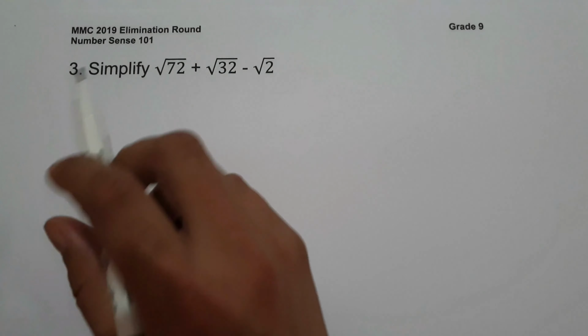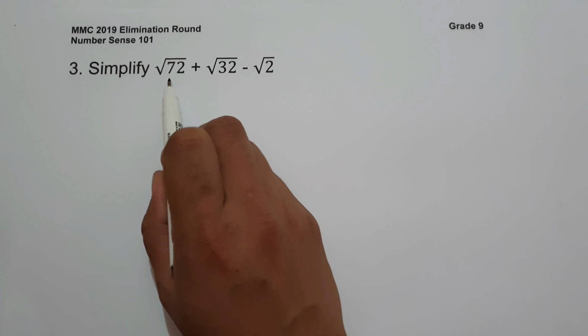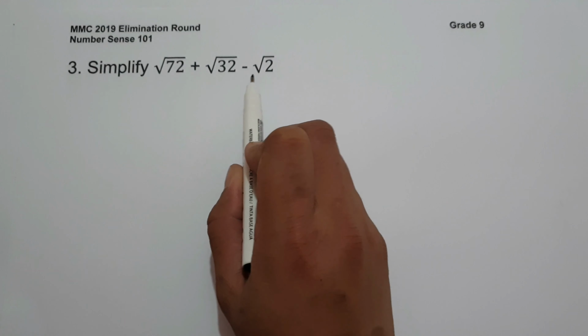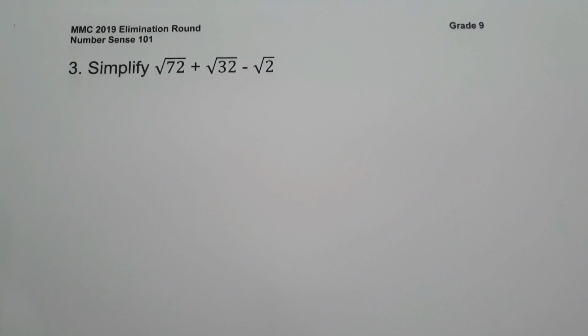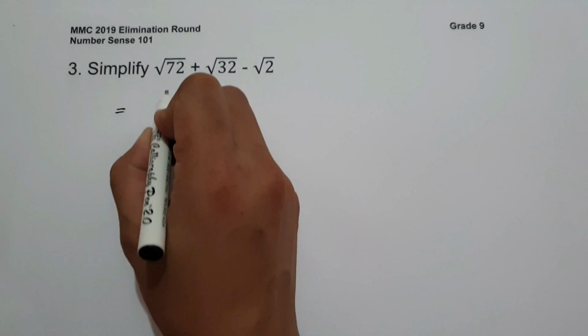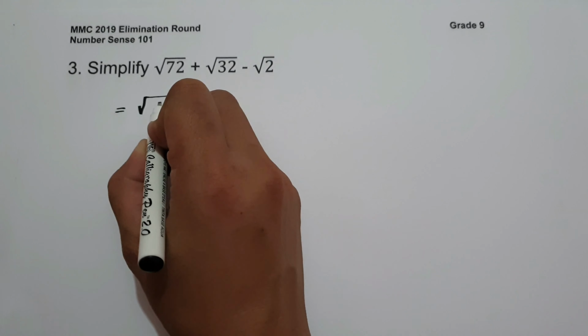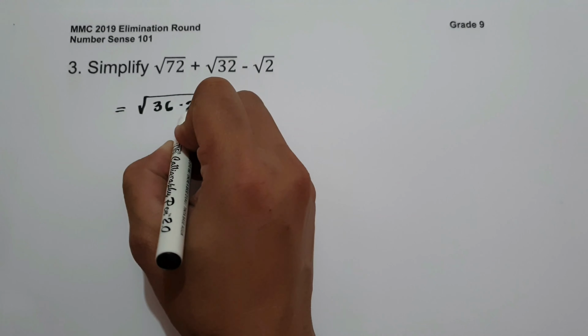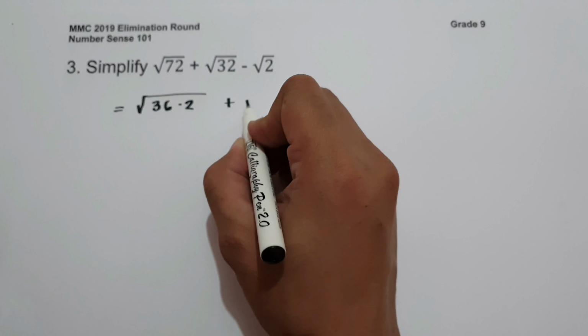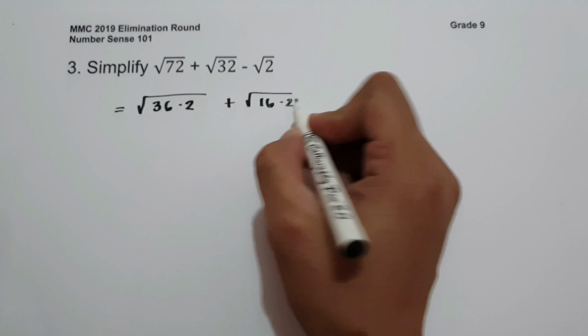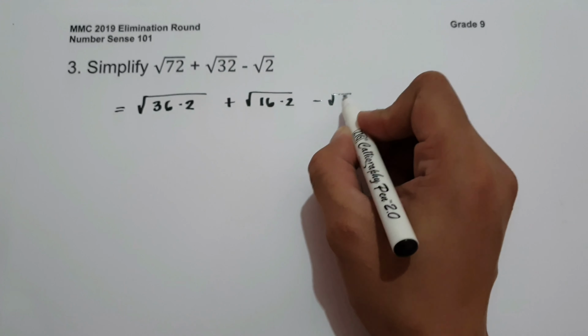On number 3, simplify square root of 72 plus square root of 32 minus square root of 2. Whenever we add or subtract radicals, we must have the same radicand and same index. In our given, we don't have the same radicand, but we have the same index. But to simplify the given expression, since 72 is factorable by 36 and 2, and 32 is factorable by 16 and 2, and then let us write negative square root of 2.